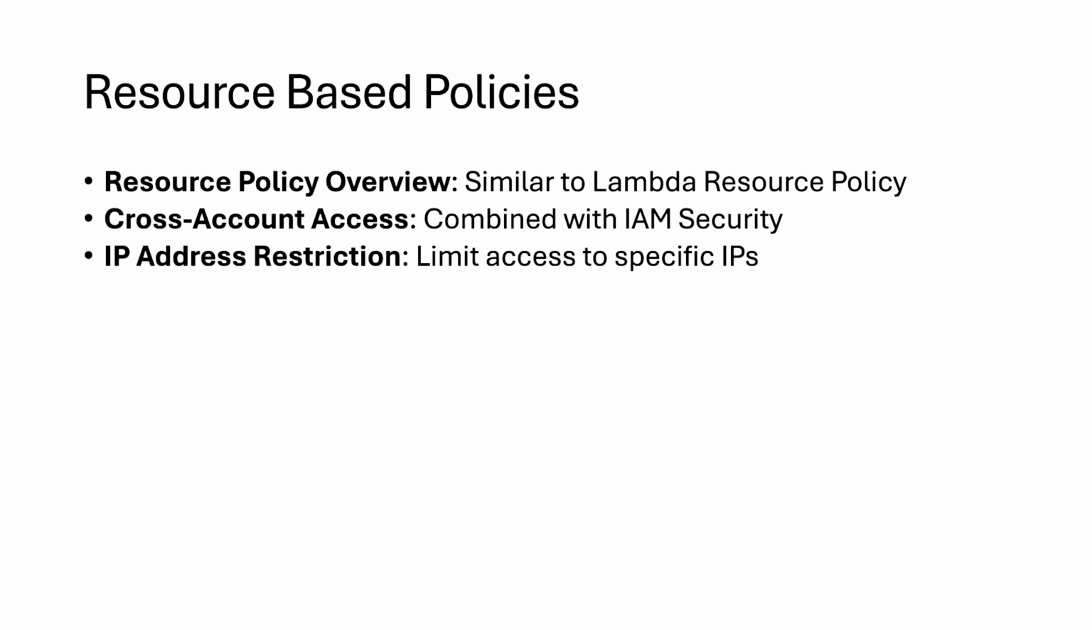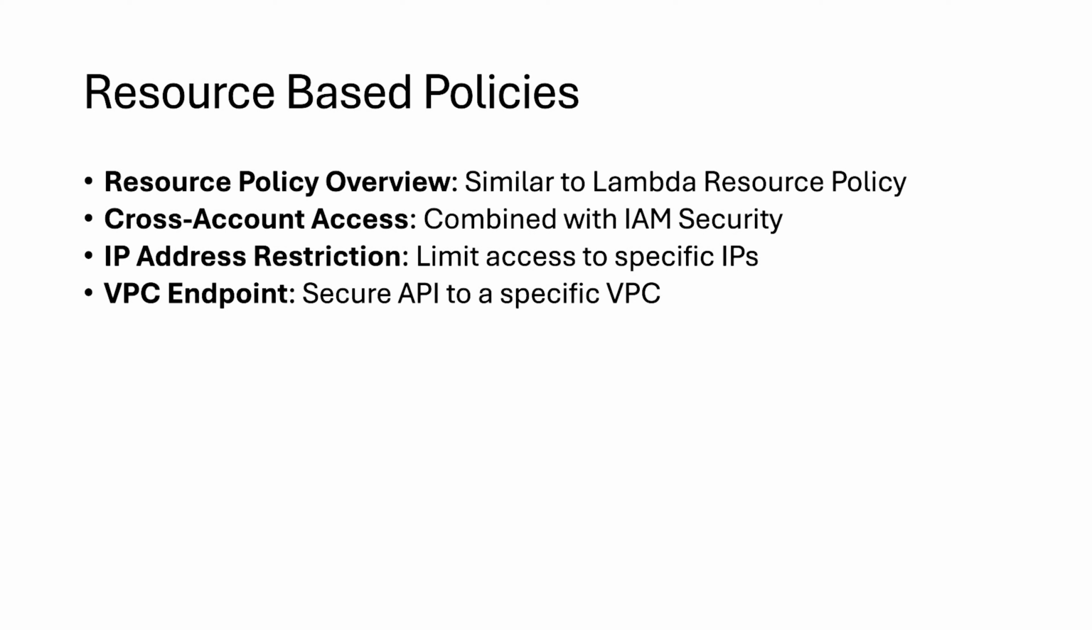One more advantage of using resource-based policy is you can impose IP address restrictions. So you can limit access to your API Gateway to specific IP addresses or ranges. And finally, you can use VPC endpoints. So you can secure your API Gateway to only allow requests from within a specific VPC.